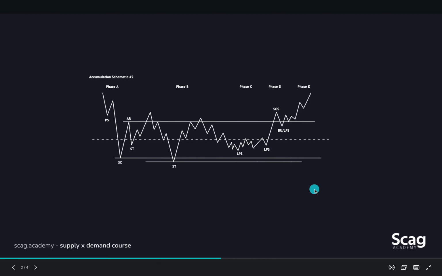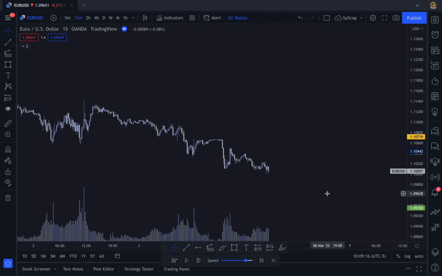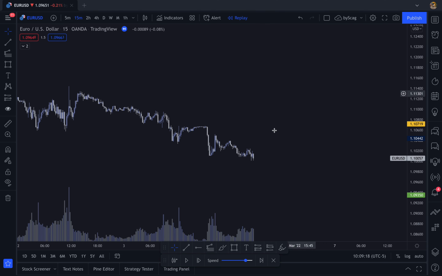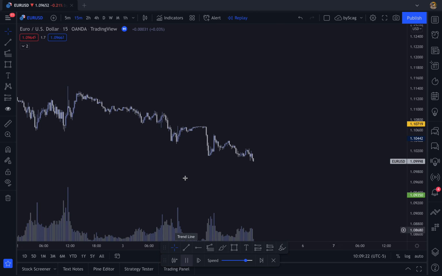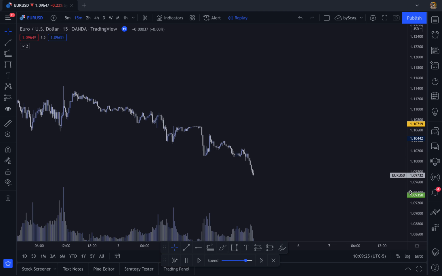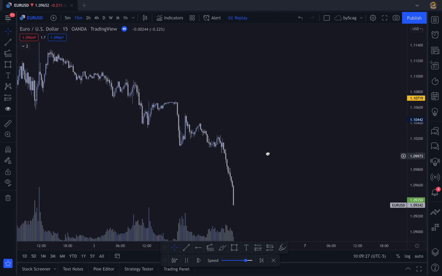So let's jump over to TradingView. We're going to use the bar replay feature this time and look at a schematic. So we're going to let this play out. We have Euro USD on the 15-minute here trending to the downside pretty nicely.